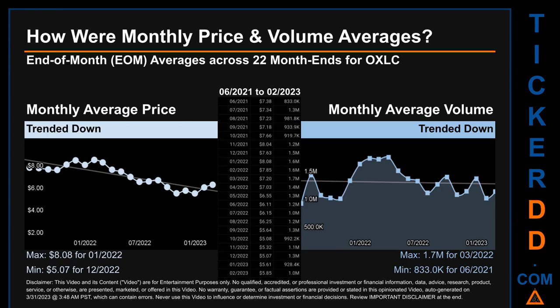How were price and volume averages for OXLC? Across 447 trading days, there were a total of 22 month ends, for which monthly averages for daily price and volume were calculated. Overall, monthly price average trended down while monthly volume average trended up. The maximum end-of-month average price was $8.08 for 01/2022 while the minimum was $5.07 for 12/2020. Looking at volume, 03/2022 and 06/2021 respectively saw the highest and lowest monthly average volume at 1.7 million and 833,000.